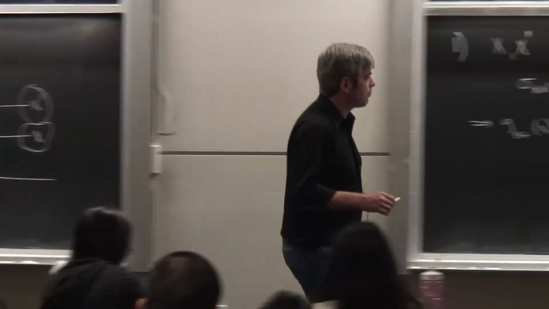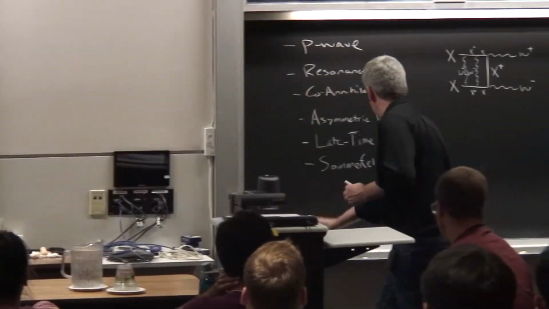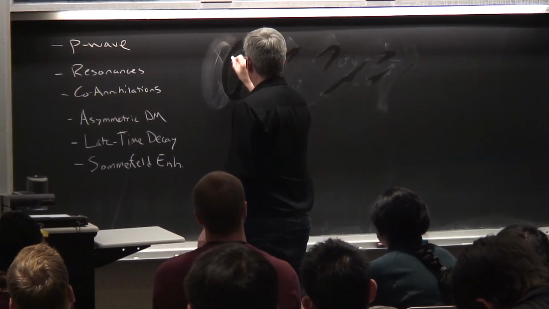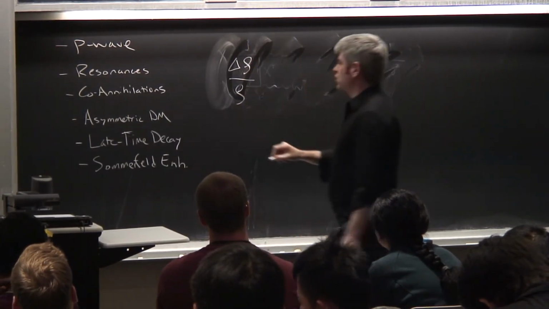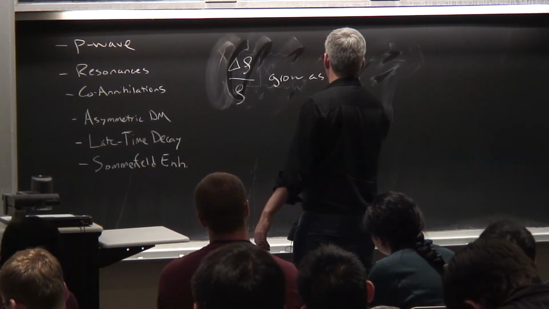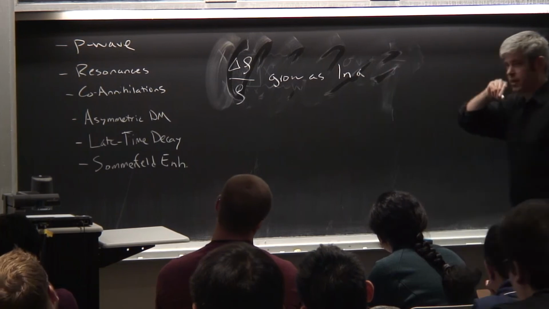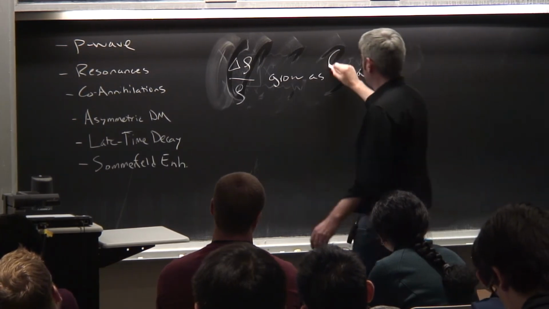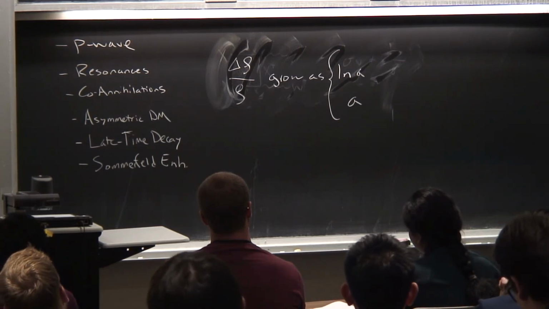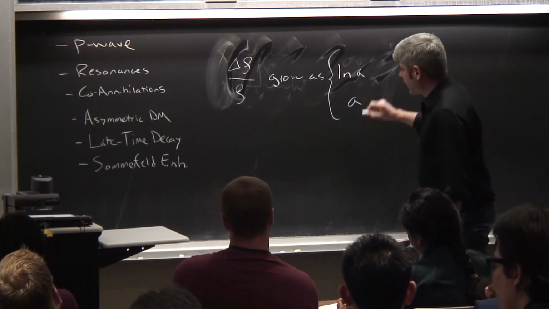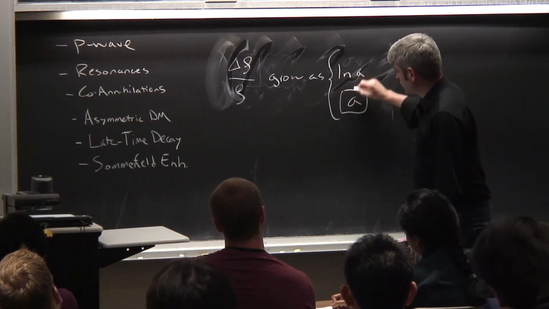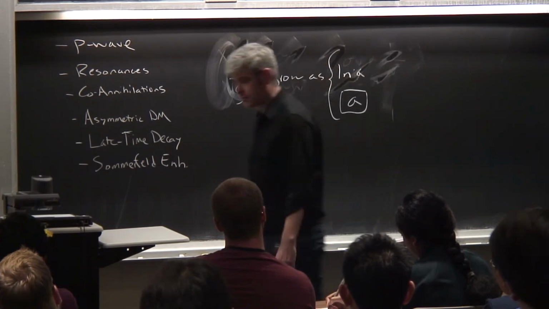I just need a little more board space. Perturbations like delta rho over rho grow as the log of the scale factor in radiation domination. And they grow with the scale factor in matter domination. We've got, in this scenario, an early period where this grows a lot faster than in the standard picture.